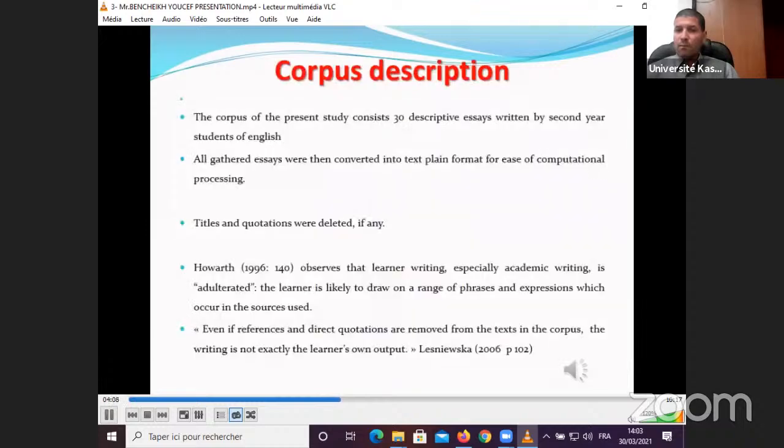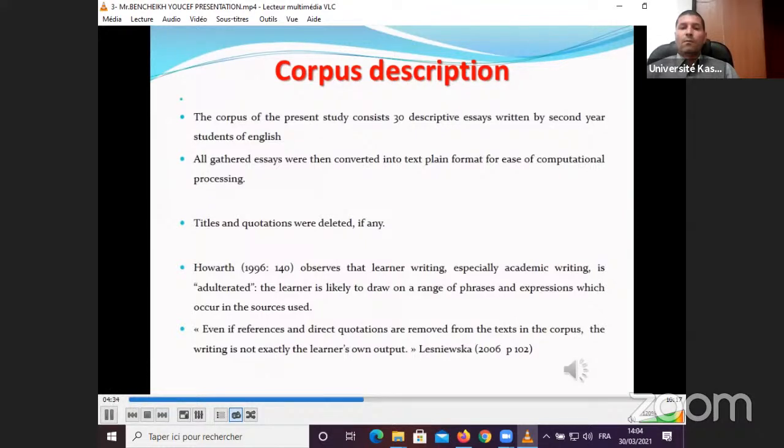Corpus description. The corpus for the present study consists of 30 descriptive essays written by second year students of English at Wellington University. All gathered essays were converted into text-based format for ease of computational processing. Titles and quotations were deleted.